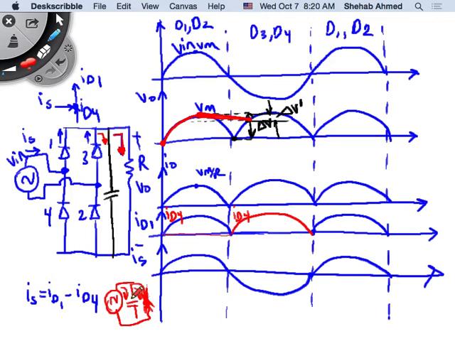At some point, the capacitor voltage will reach the maximum supply voltage. Beyond that point, the supply voltage starts falling. If the supply voltage starts falling and the capacitor voltage is maintained because I don't have a resistor in this case, what will happen? This capacitor voltage will be higher than the supply voltage, so diode 1 and diode 2 will stop conducting.